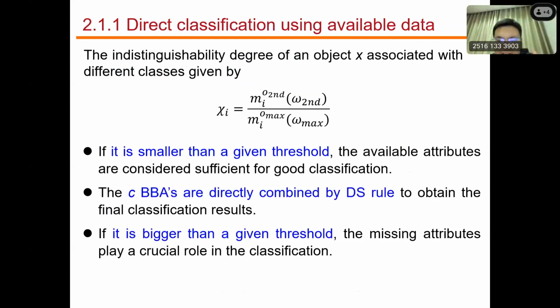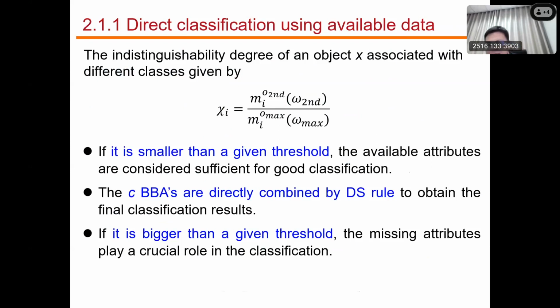For the simple vector classification, we then get the indistinguishability degree of the object associated with the different classes. We use the comparison between the second largest mass and the max one. The max mass means this object is the closest to its prototype, and the second is the second closest to its prototype. If this degree is smaller than the given threshold, it means the two values are quite different. They are not very close or not very similar.